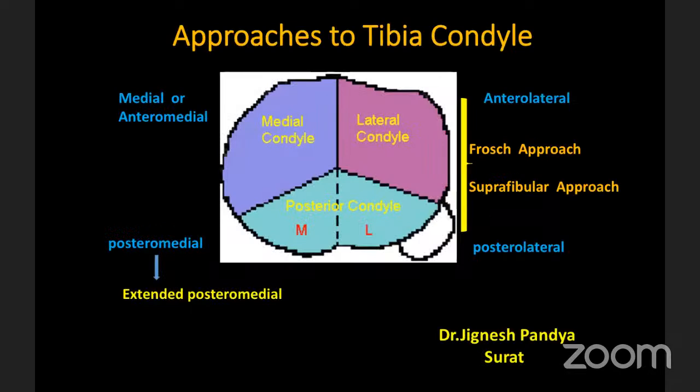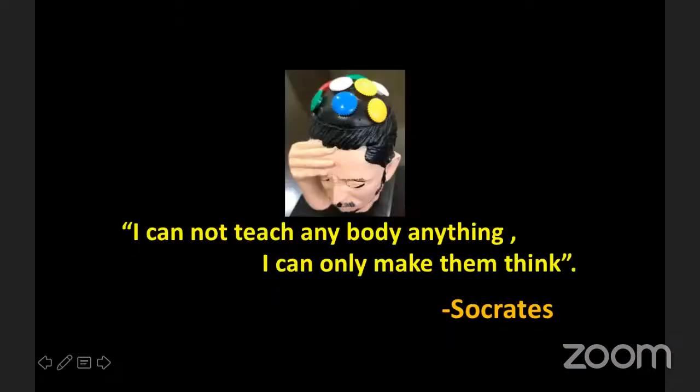And these are the approaches. For the medial condyle, medial and anteromedial. This is posteromedial and extended posteromedial for the posterior surface. Lateral side, anterolateral, cross, suprafibular, and posteriorly posterolateral. So this is a good picture. These are the approaches we usually come across around the tibia. So if we assess the fracture very well, we can select the approach accordingly, and we have to plan out. So I cannot teach anybody anything. I can just make them think.